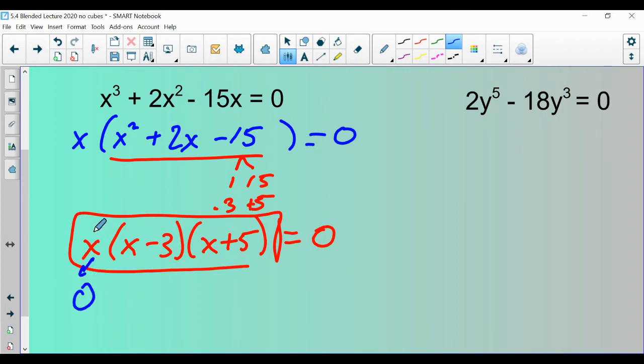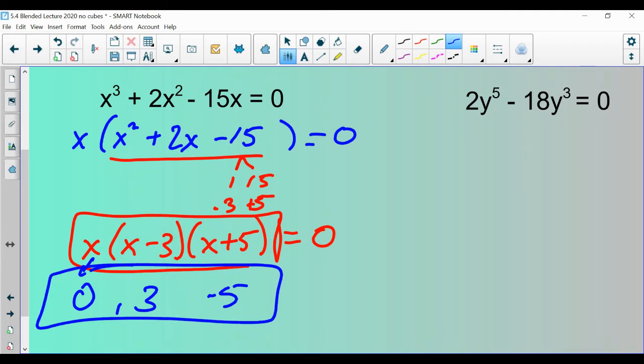That's just 0. If I plug in 0, this is 0. 3 for this one, and negative 5 would make this one 0. There's my solutions. Very easy to check by plugging in, making sure that they do actually give me 0 at the beginning. If I plug in 0, 0, and 0, everything is 0.